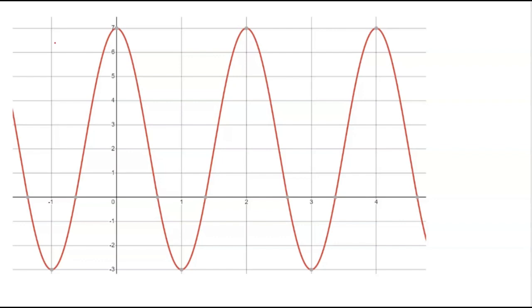So first, let's talk about the midline. The midline is the average of your min and your max. My max is 7. My min is -3. So if I add those together, 7 plus -3, just find the average. 7 plus -3 is 4. And I got to divide that by 2. And 4 divided by 2 is 2. So I see my midline is right here at 2. I'm going to actually draw it in there.